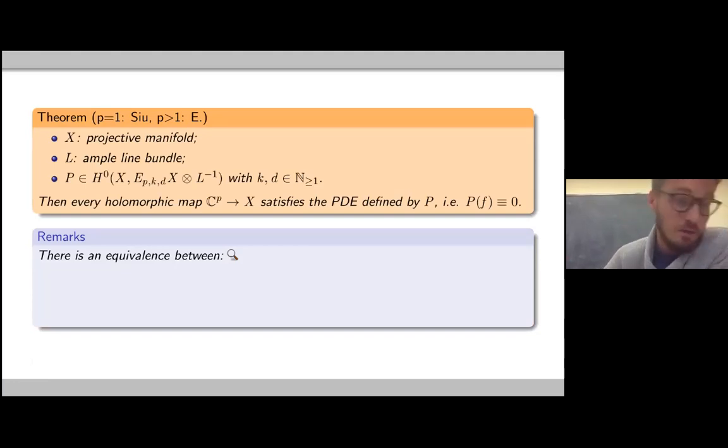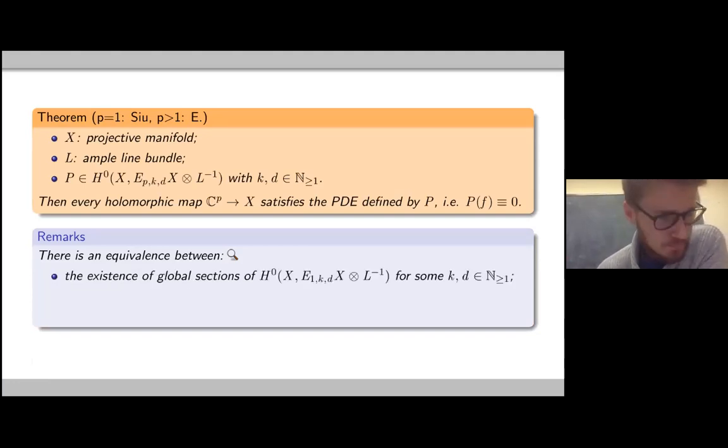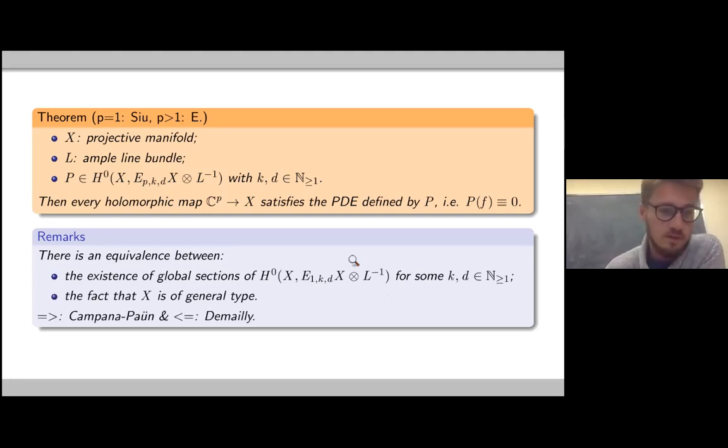So remark, there is an equivalence between the fact that there exists a global section, here we took p equal to 1, but it's also valid for any p, for some k, d, and the fact that X is of general type. One direction is due to Demailly, and the other one is due to Siu. So it makes really precise the fact that on projective manifolds of general type, there are obstructions to the existence of entire curve, or family of entire curve, made by the sections of these vector bundles.